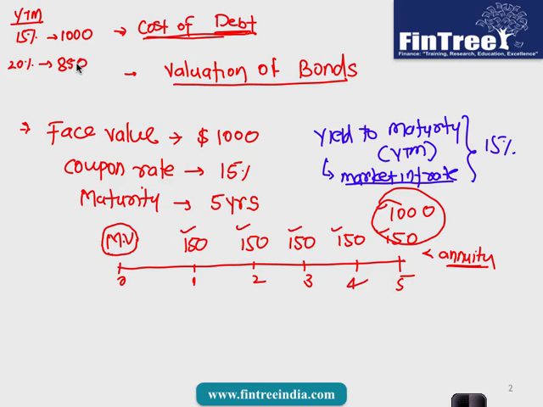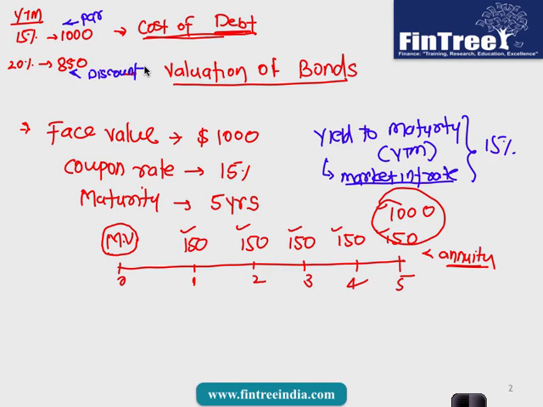Now when the value of bond is 1000, we say that bond is trading at par. It is trading at the same price as of its face value. When the value is 850, we will say bond is trading at a discount. And why is it trading at discount? Put yourself in the investor's shoes. What is the current interest rate in the market? 20%. How much is this bond offering? 15. So it is offering you 5% lesser than the market. You would say, I don't want to buy at 1000. I will buy this bond from you only at 850.